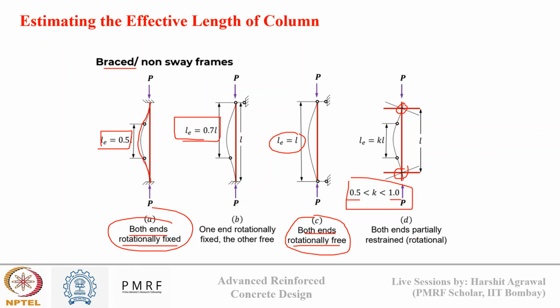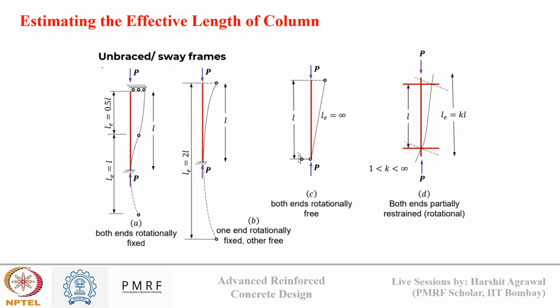So when both ends are partially fixed or partially free, then the k value will lie between 0.5 and 1. So these two represent the end conditions. For any other case, the k value will lie between 0.5 and 1. Okay, that is for a braced frame. For an unbraced frame the criteria changes.